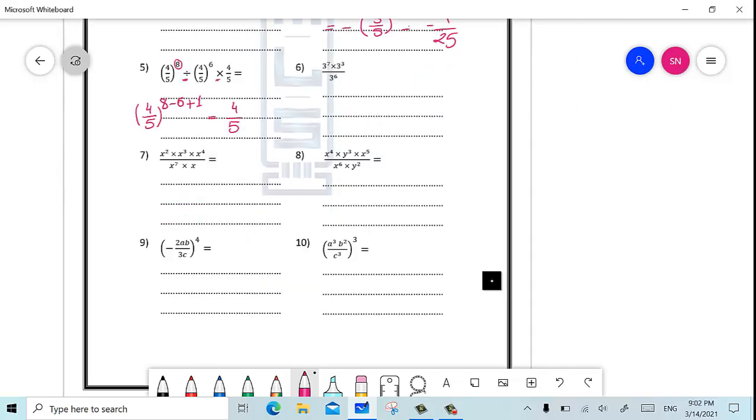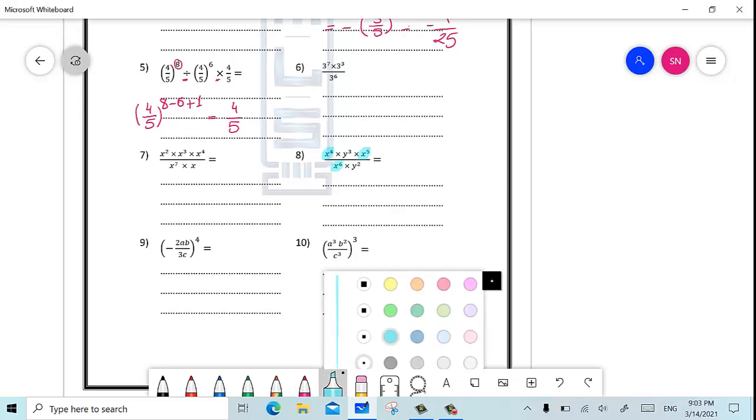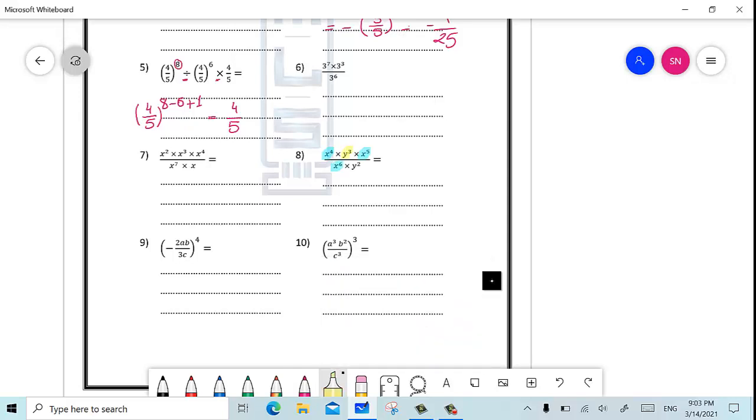Number 8, x to the power of 4 times y to the power of 3 times x to the power of 5 divided by x to the power of 6 times y to the power of 2. By looking here, I will see that I have two variables or two bases. I am going to apply the same rule on each base. So let's begin with x.